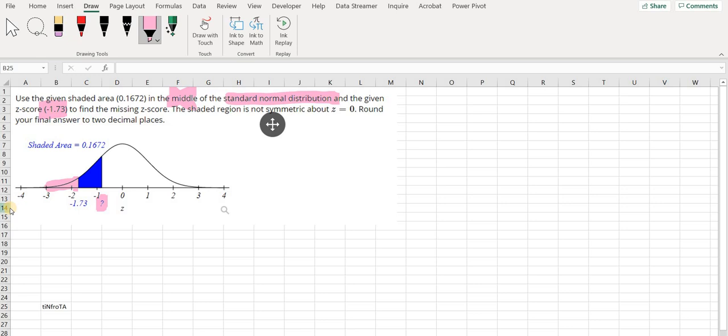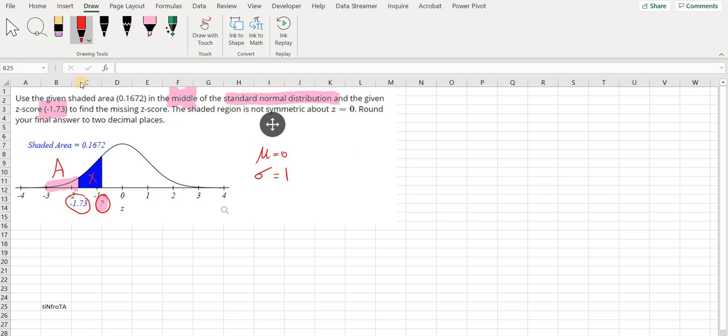So if we could find that area, let me call it the area A, and then add it to the blue area given, then I can find the area to the left of the missing z-score and then find it using the norm inverse function. So to find the area A, or the pink area right here, I can use this z-score and the fact that the mean is 0 and the standard deviation is 1, because this is a standard normal distribution. So that is the first step.